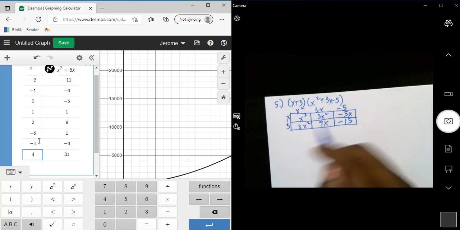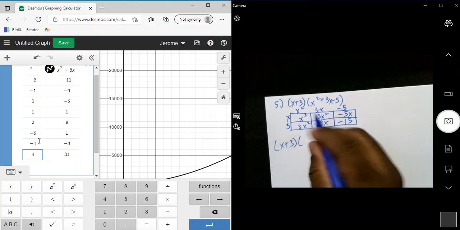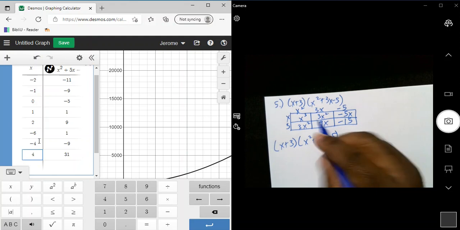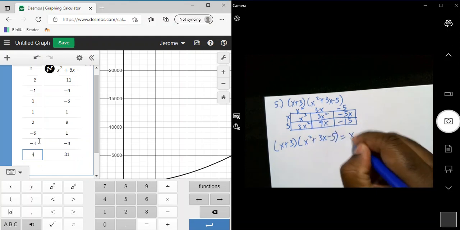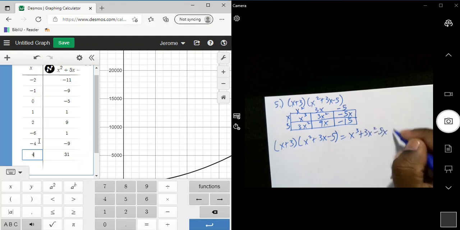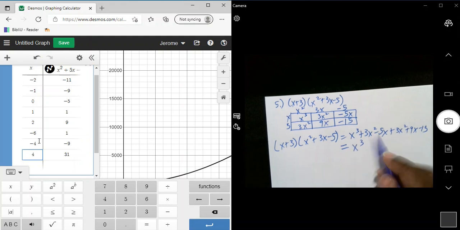So if we wrote this out here, this would be x plus 3. And this up here would be x squared plus 3x minus 5. And using the values we have here, we will have x cubed plus 3x squared minus 5x plus 3x squared plus 9x minus 15. And then we would combine the like terms, x cubed, we have a 3x squared and a 3x squared, which would be 6x squared. Negative 5x plus 9x is a positive 4x, and then minus 15.